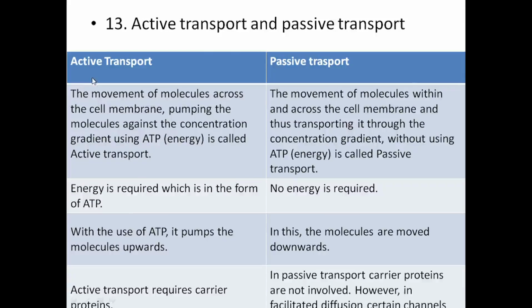Active and passive transport. Active transport: the movement of molecules across the cell membrane, pumping the molecules against the concentration gradient using ATP energy, is called active transport. The movement of molecules within and across the cell membrane, transported along the concentration gradient without using ATP, is called passive transport. Energy is required for active, no energy required for passive. With the use of ATP, it pumps molecules upwards. In this, molecules move downwards. Active transport requires carrier proteins. In passive transport, carrier proteins are not involved. However, facilitated diffusion uses certain channels.